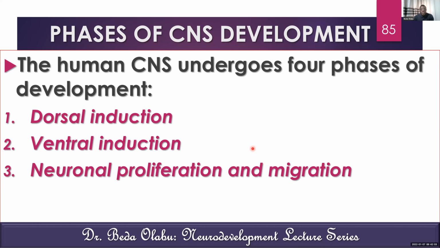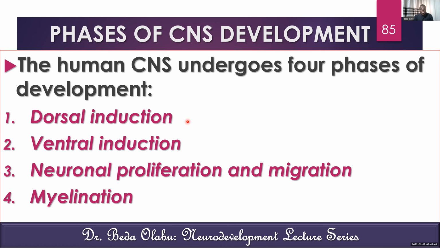The phase of neuronal proliferation and migration is the phase where neurons migrate from deeper zones of the neural tube to superficial zones of the neural tube with the aim of developing the cerebral cortex. It is at this phase that we also have gyrification and sulcation appearing. And then we have the phase of neuronal myelination, which is the last phase, where axons of neurons are covered with the myelin sheath. So those are the 4 phases of development of the central nervous system.